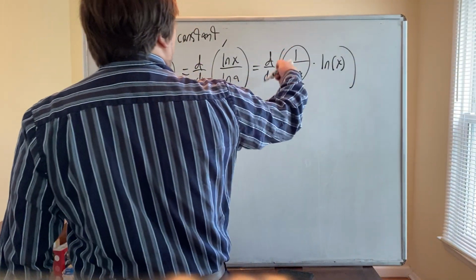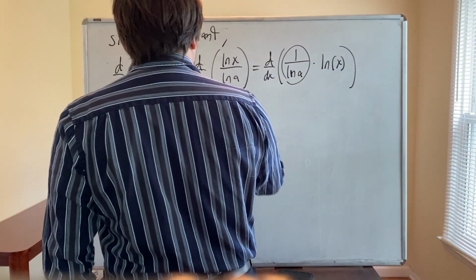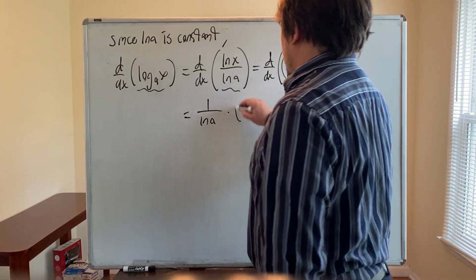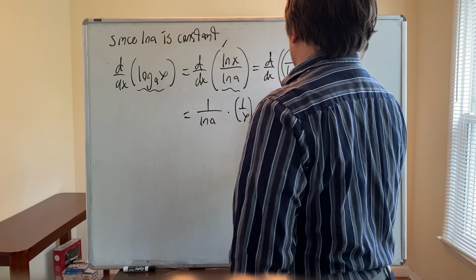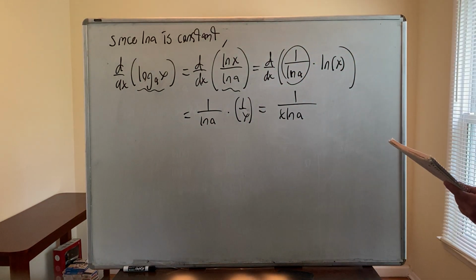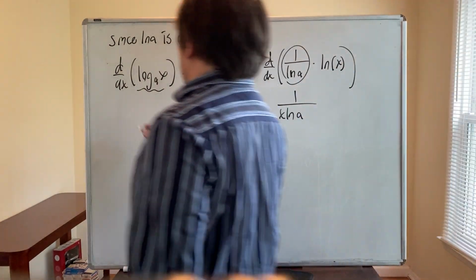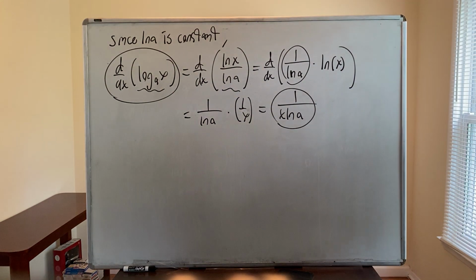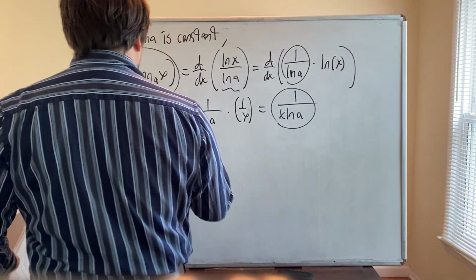And so d/dx of 1 over ln a times ln x is 1 over ln of a times the derivative of ln of x, which is 1 over x. So this is equal to 1 over x ln a. Okay, and so the conclusion is that d/dx of log base a of x is equal to 1 over x ln a.